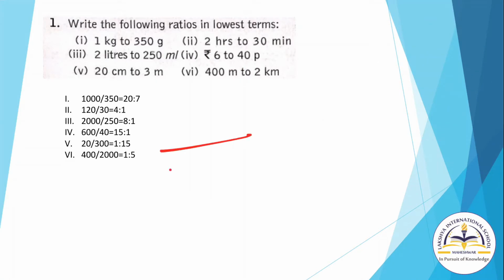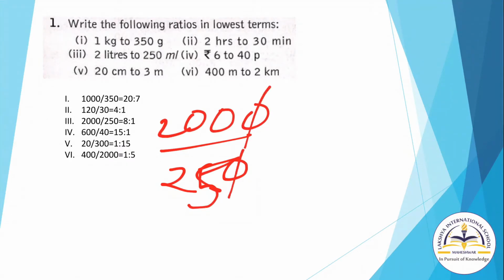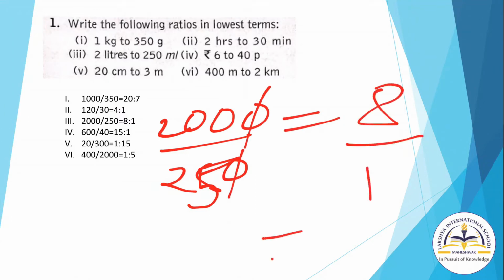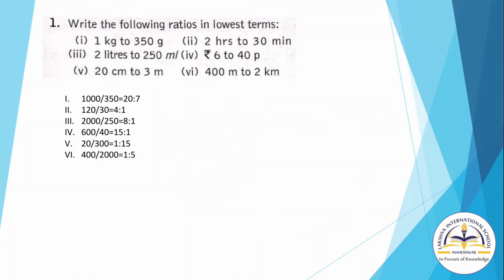Now 250 milliliter. Now in 2 liters how many milliliters are there? That is 2000. Now you can cut with the table of 5. Hence you will get 8 by 1, that is 8:1 will be the answer. Now in the same manner you have to solve these questions.